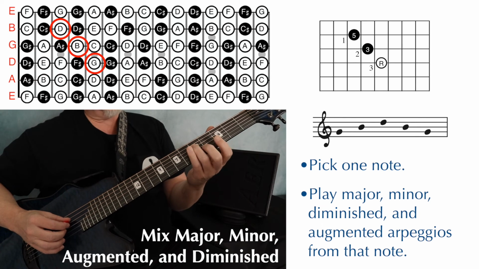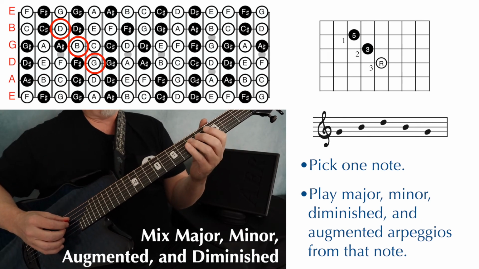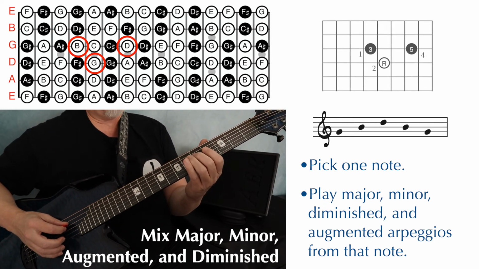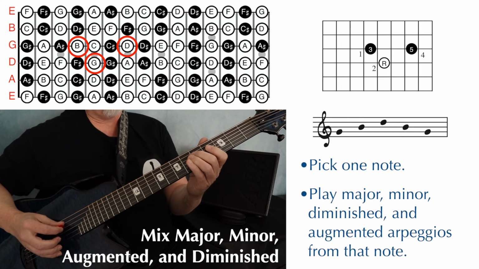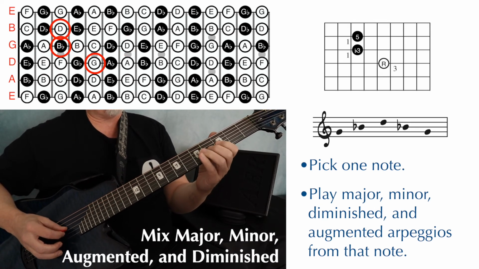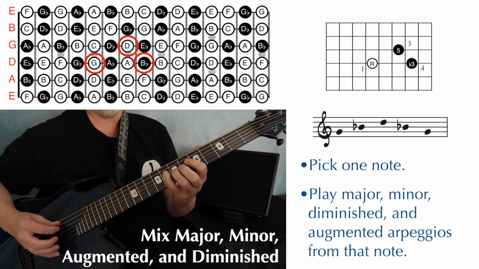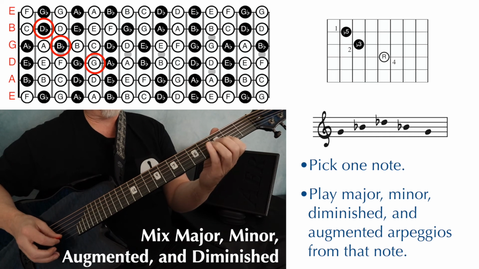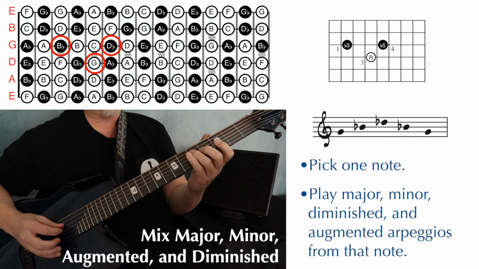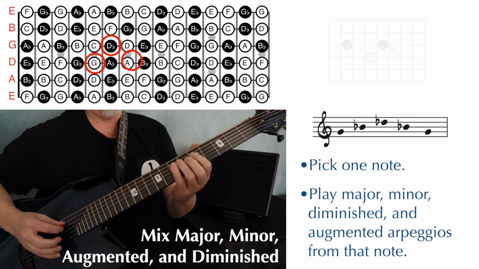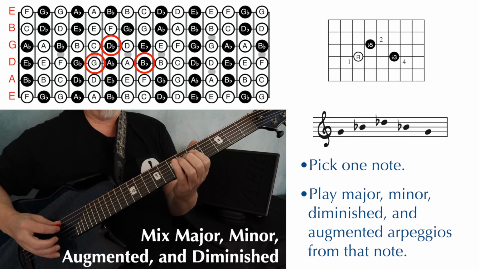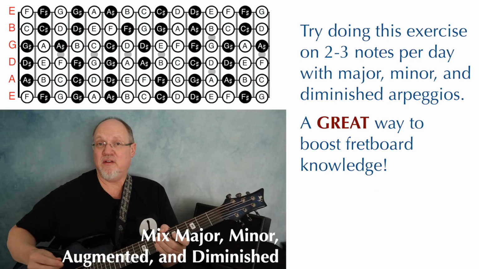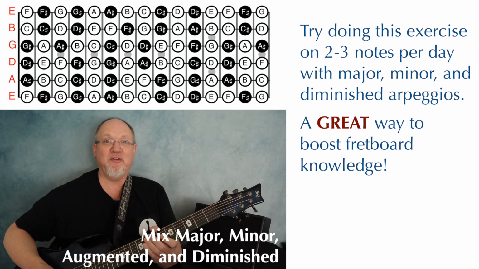So I'm going to start on the G on string 4, fret 5. Can play my major arpeggios, minor, okay, I have 3 diminished that I can play, and augmented. Do this on 2 or 3 notes a day, and this will also really boost your fretboard knowledge.